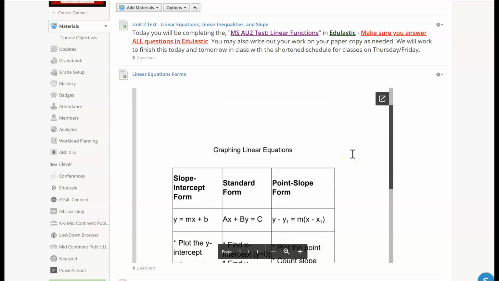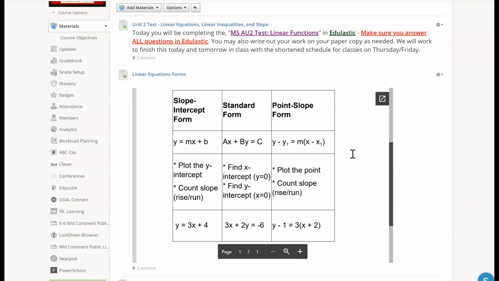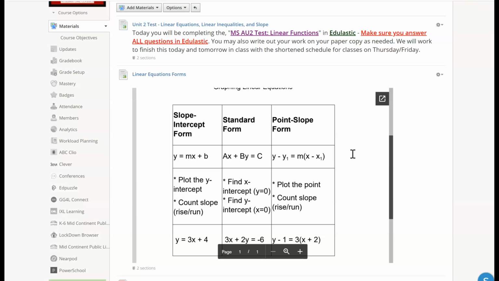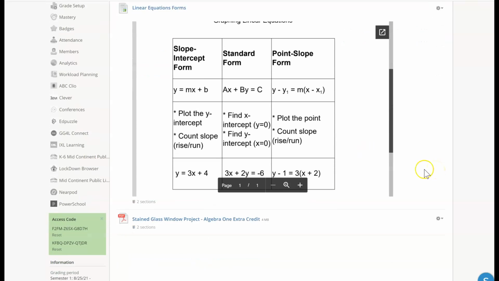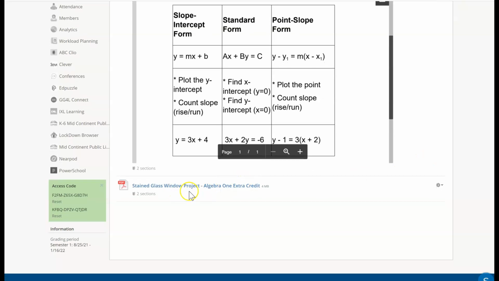Remember, you also have this little document here in Schoology where you can take a look at the different forms for each of the equations if you need to. All right, so let's take a look at this stained glass window project, extra credit information. I'll talk you through a couple of things with this and show you a tool you can use when you're trying to complete this extra credit project.